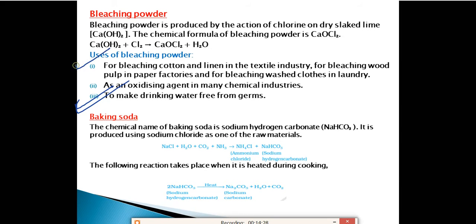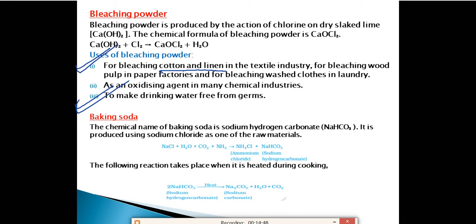Next, it is used for bleaching. As the name indicates, it is used for bleaching cotton and linen in the textile industry. These are the cloth materials, cotton and linen. Bleaching powder is used to bleach these in the textile industries, for bleaching wood pulp in the paper factories, and for bleaching wash clothes in the laundry.